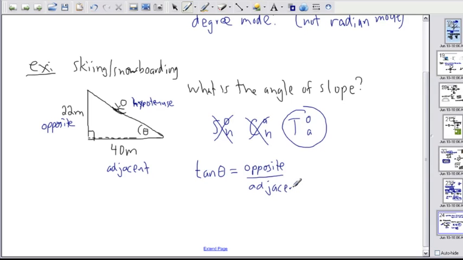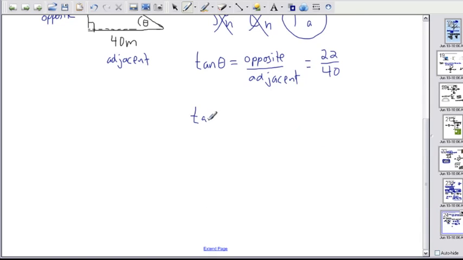which in this case then, let's fill in the values. Opposite over adjacent, that's going to be 22 divided by 40. So in other words, tan theta is 22 over 40. Now here's the problem though. I want theta by itself, not tan.